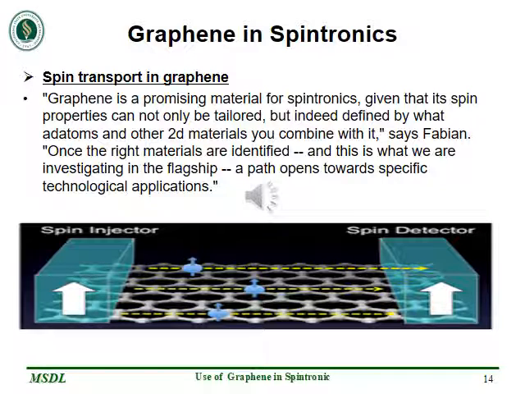Spin transport in graphene. Graphene is a promising material for spintronics, given that its spin properties can not only be tailored but indeed defined by what other atoms and 2D materials you combine with it, says a scientist named Fabian. Once the right materials are identified, and this is what we are investigating in the Flagship, a path opens towards specific technological applications. So, graphene is a very promising material for spintronics.